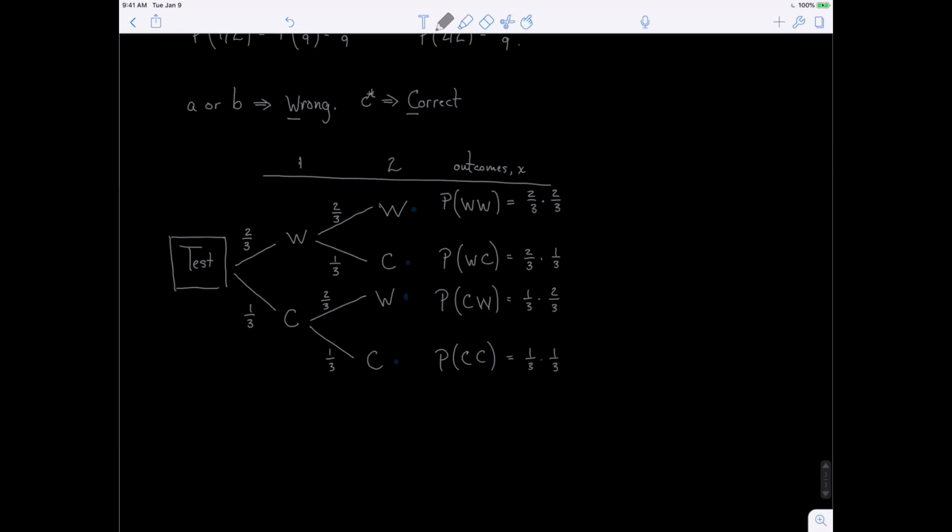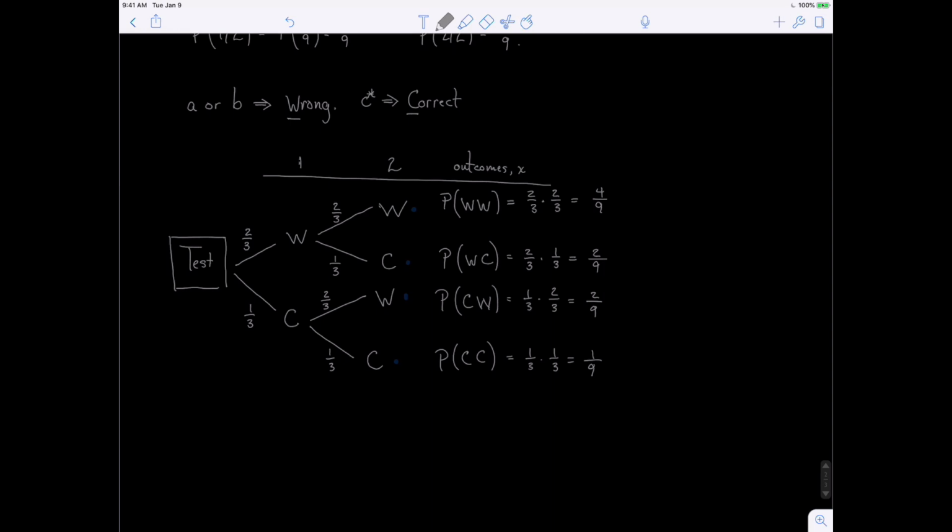Now let's go through and multiply each of these together. So the first one becomes 4/9. The second one becomes 2/9. The third one becomes 2/9. And the fourth one becomes 1/9.